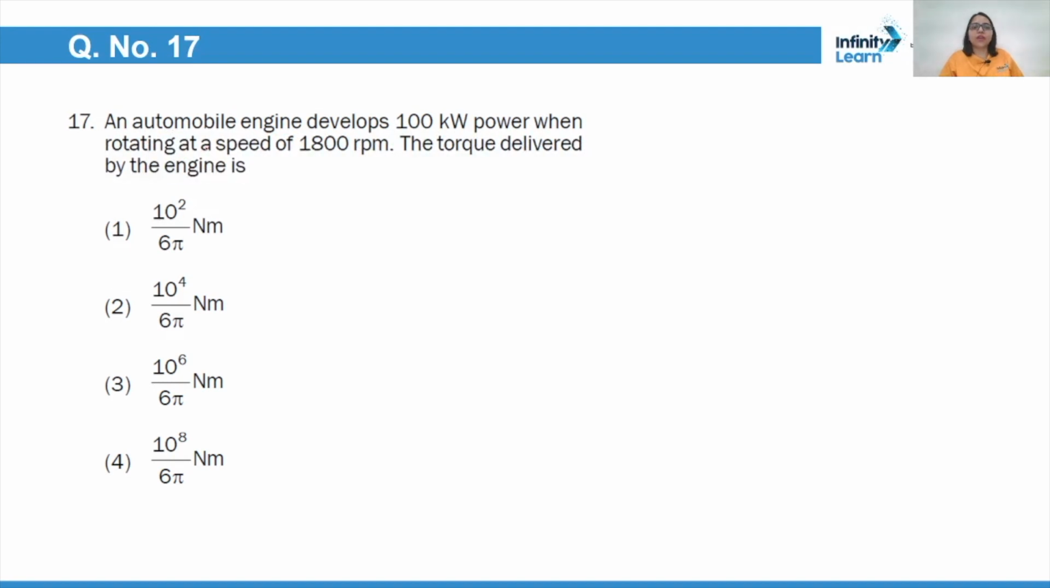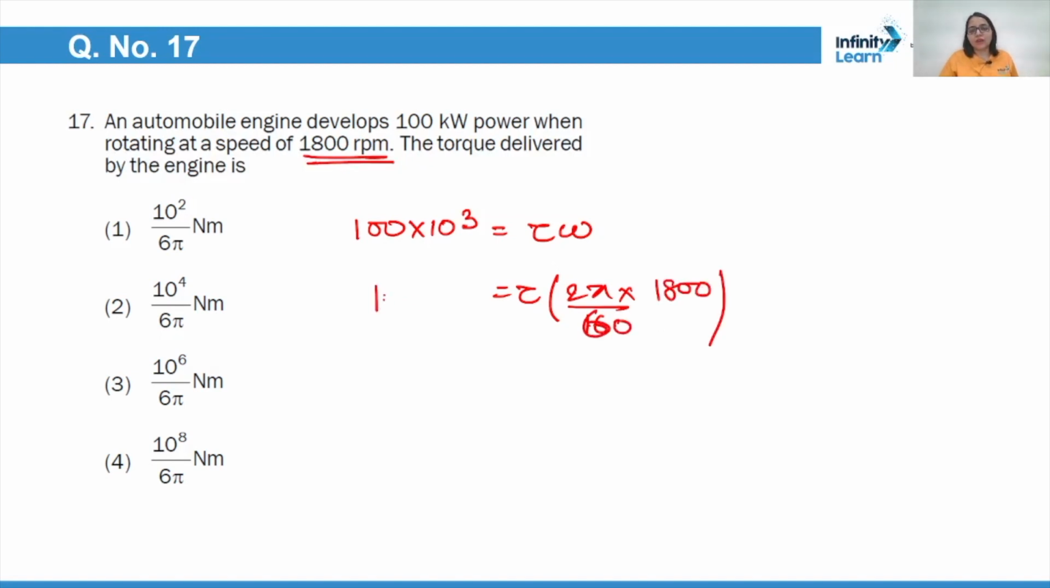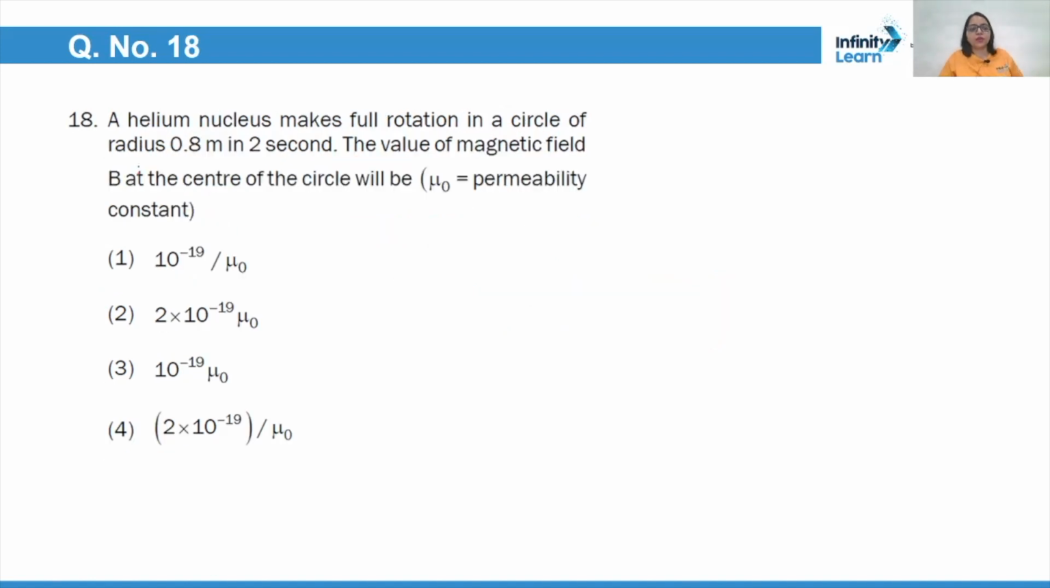Question number 17, we have an automobile engine that develops 100 kilowatt power and it is equal to tau into omega. So tau into omega, with 1800 rpm. So this is 2 pi into 1 upon 60 into the rpm value. After solving this, you'll get the value of tau as 10 power 4 divided by 6 pi Newton meter.